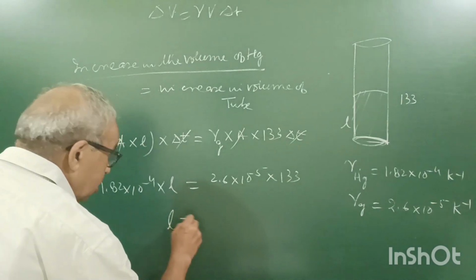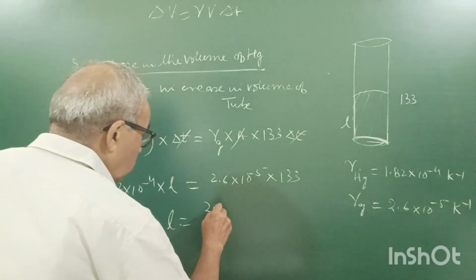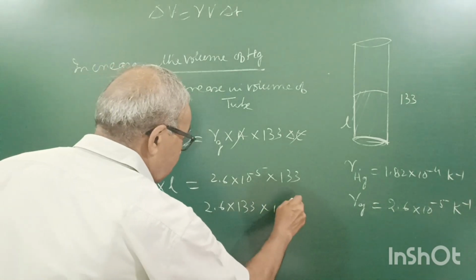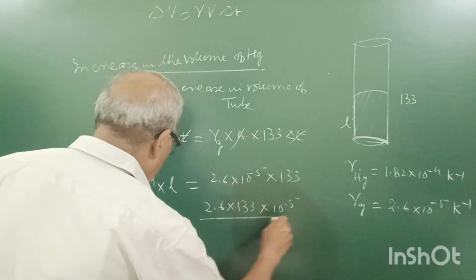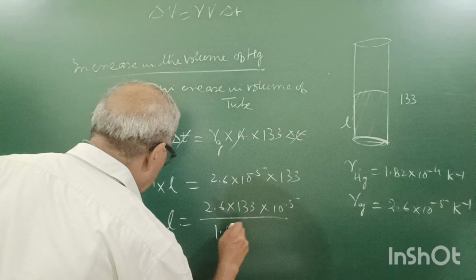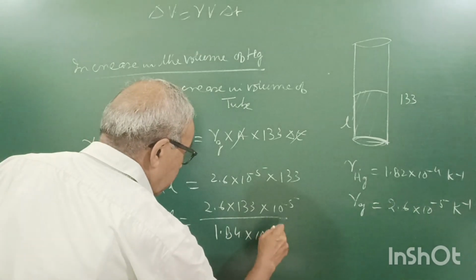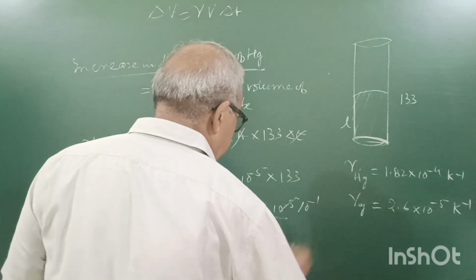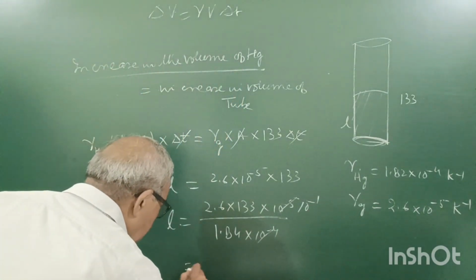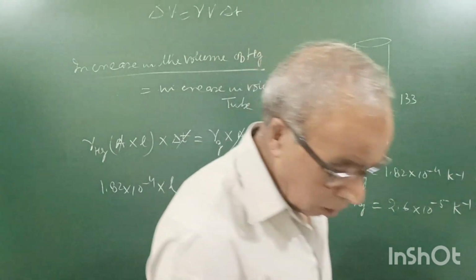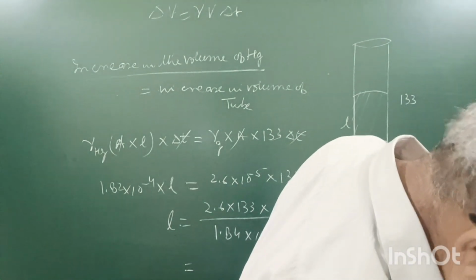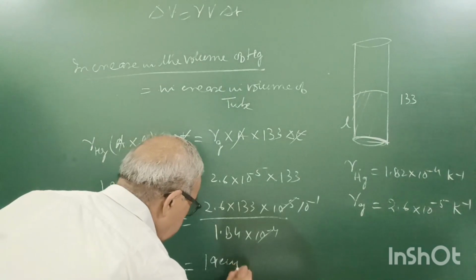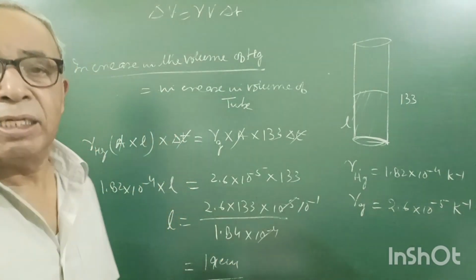So L equals 2.6 into 133 into 10 to the power minus 5 upon 1.82. So it is 10 to the power minus 1, and when you solve it you will get nearly 19 centimeters. It will be approximately 19 centimeters.